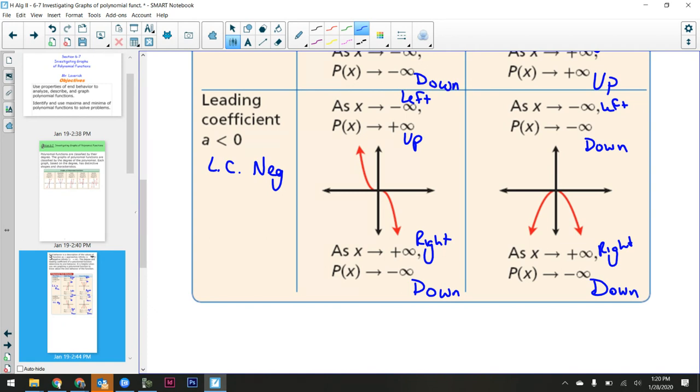Okay, so here we go. Everybody do this with me. First one is positive even. Negative even. Positive odd. Negative odd. There you go. And that is the end behavior dance. Positive even. Positive even. Negative even. Negative. Positive odd. Negative odd.